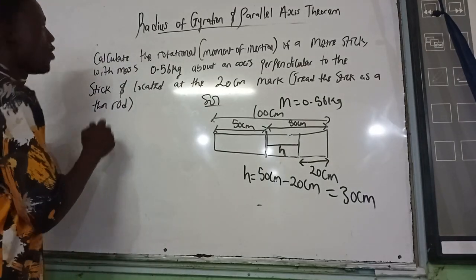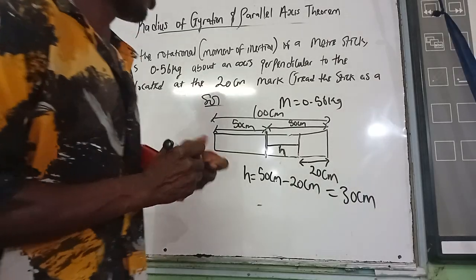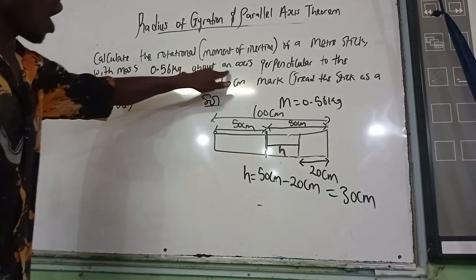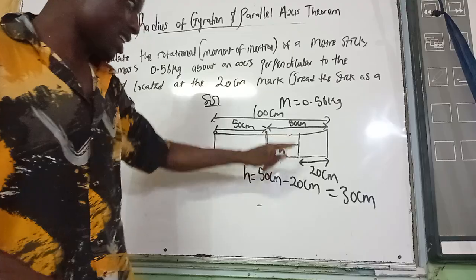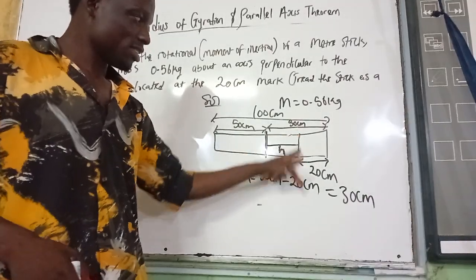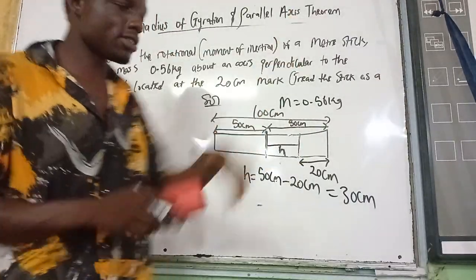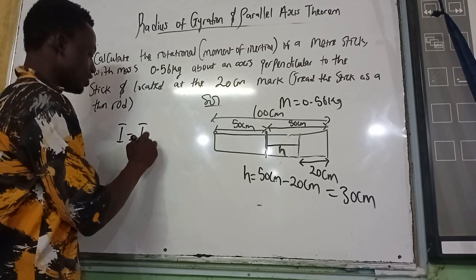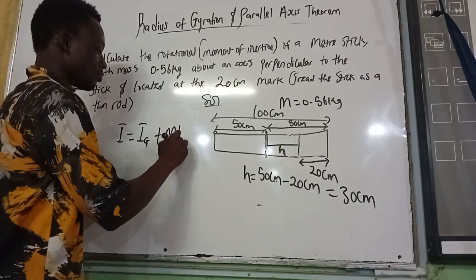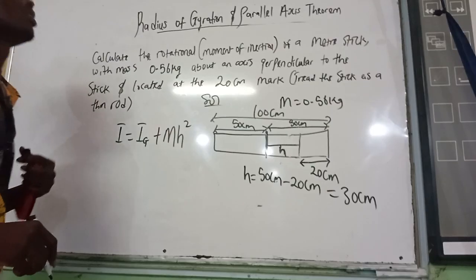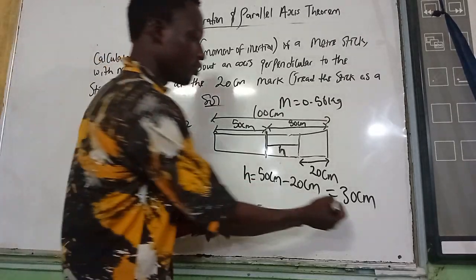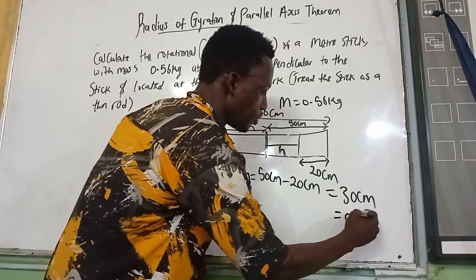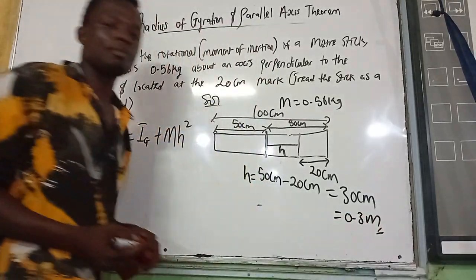Now for our solution, we have to calculate the moment of inertia about an axis, that is, about this new axis. Do we get it now? So our I is going to give us Ig plus Mh square. Convert this to meter. If you convert 30 centimeter to meter, that's 0.3 meter, by dividing by 100.